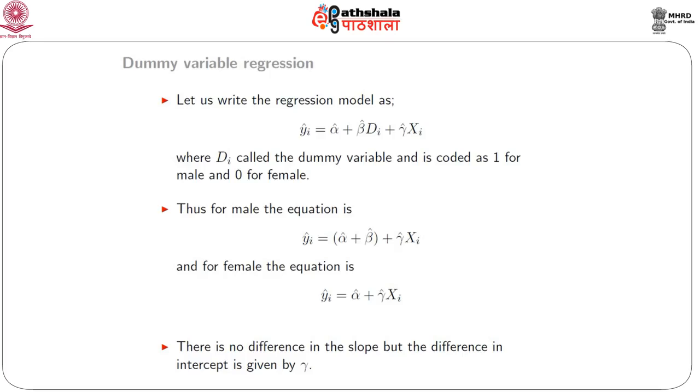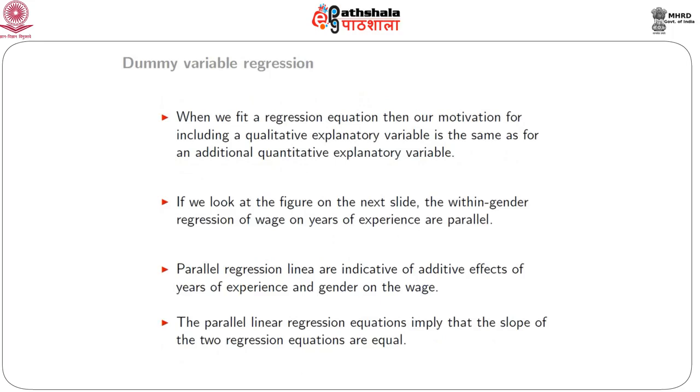And for female, when di equals 0, then the regression equation is of the form yi hat equals alpha hat plus gamma hat xi. And there is no difference in the slope between the two regression equations. However, because of the dummy variable, when included in the model, there is a difference in intercept between the two regression models, which means the effect of gender of the employee actually changes the regression equation by the term beta hat.